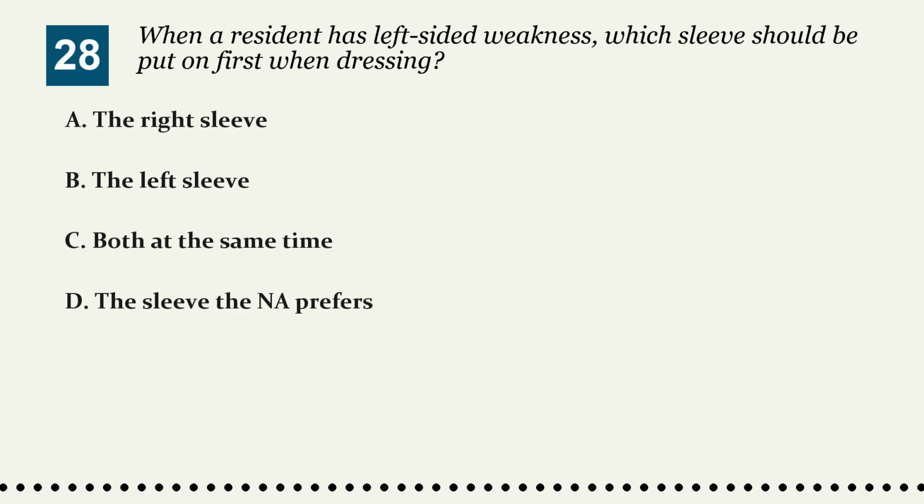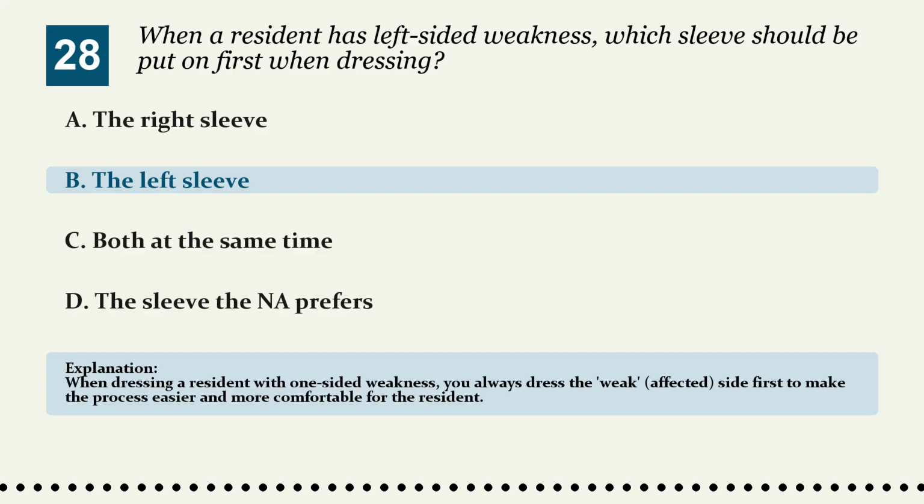Question 28. When a resident has left-sided weakness, which sleeve should be put on first when dressing? Option A, the right sleeve. Option B, the left sleeve. Option C, both at the same time. Option D, the sleeve the NA prefers. The correct answer is option B, the left sleeve. When dressing a resident with one-sided weakness, you always dress the weak, affected side first to make the process easier and more comfortable for the resident.